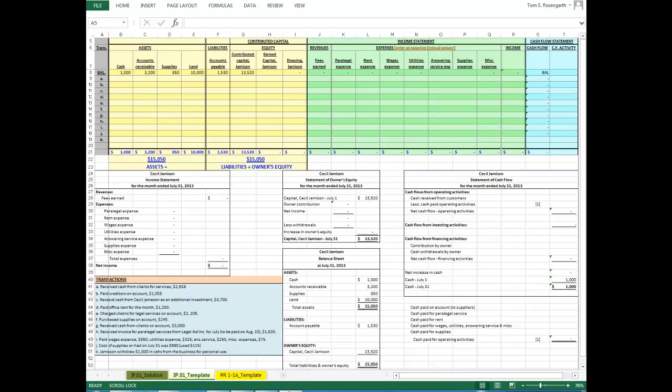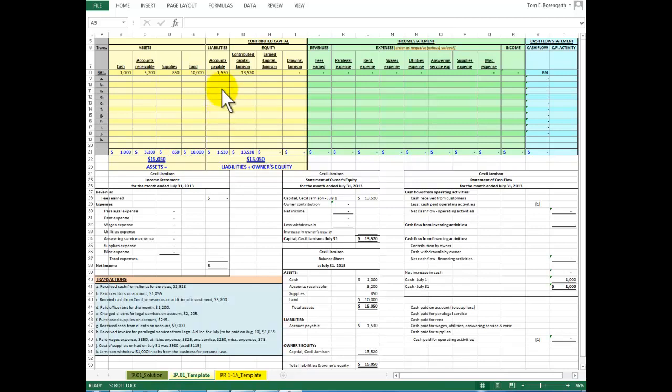The scenario for this particular case is that we are doing the business for Cecil Jameson, an attorney at law. It is a proprietorship that is owned and operated by Cecil Jameson, and the transactions will be recorded for the month of July. To begin the month, Cecil has been operating for a while. The business has cash of $1,000, accounts receivable of $3,200, supplies of $850, and land of $10,000. So beginning the month, the sum of these assets gives the balance sheet a total for assets of $15,050.